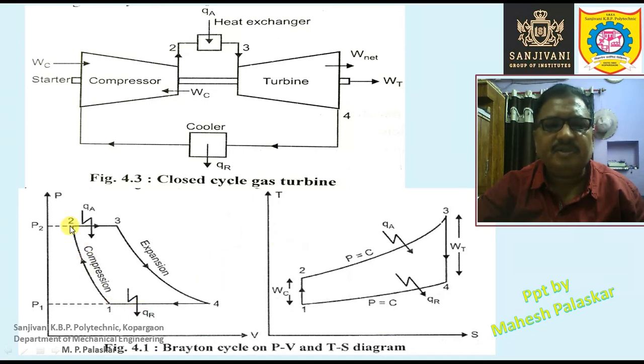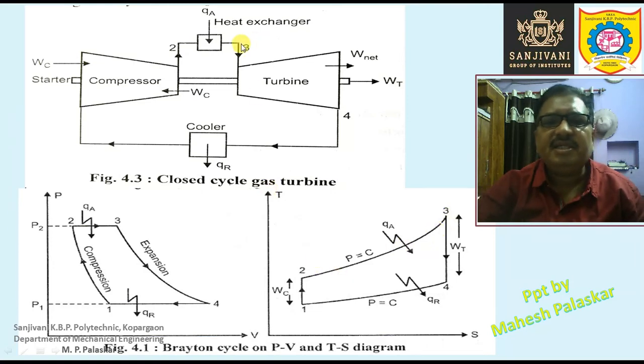So here this is the process 1-2, that is isentropic compression. It takes place in this compressor, that is isentropic compression according to the Brayton cycle. Then next one is process 2-3. Process 2-3 is heat addition at constant pressure. So in the heat exchanger the heat is added at constant pressure, that is the process 2-3. So here also 2-3 is shown. So the temperature increases at constant pressure.